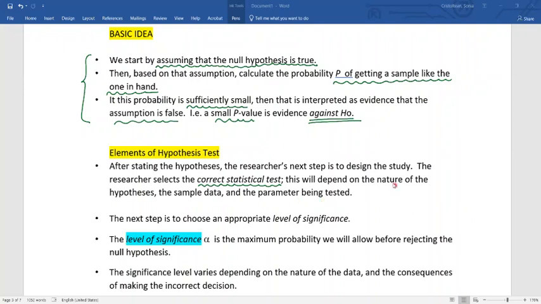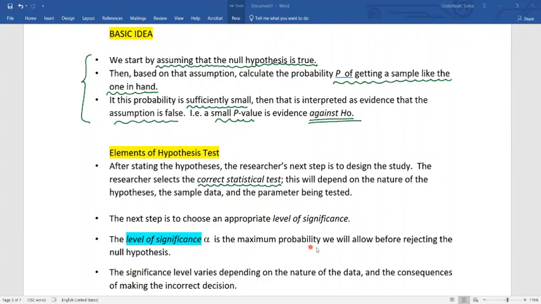So these are the three things that will determine the statistical test: the nature, the sample data, and the parameter being tested. We need to know exactly what type of test we are doing, and we'll talk about the nature of the test later. For the sample data, we need to know what information we have from the data and what parameter we are testing. The next step will be to choose an appropriate level of significance. So what is a level of significance? Well, the level of significance is what we call alpha, a notation we used when we talked about confidence level, and alpha is actually the maximum probability we will allow before rejecting the null hypothesis.